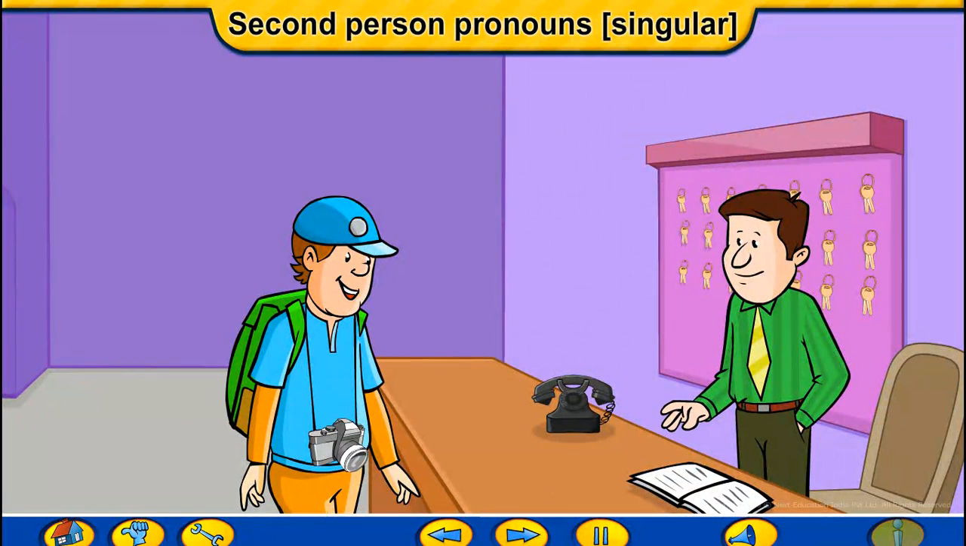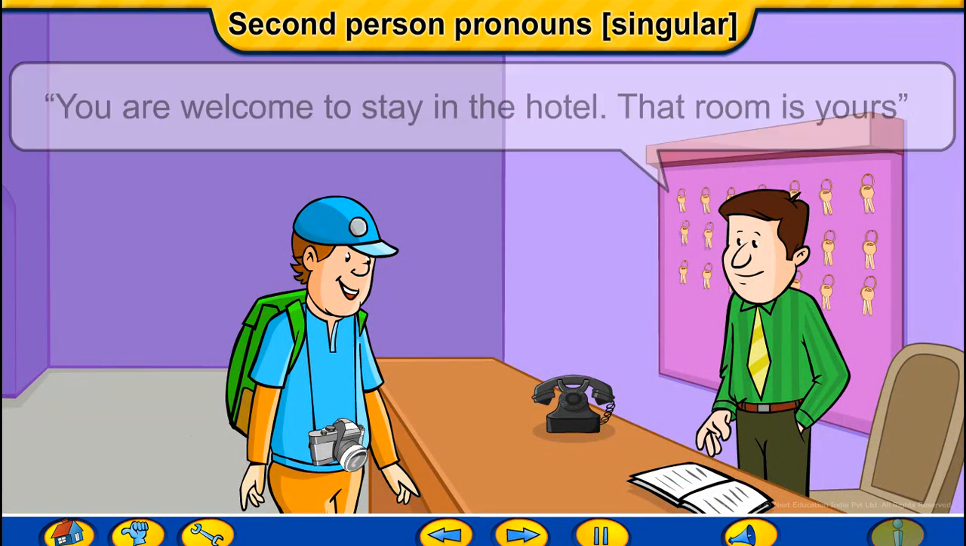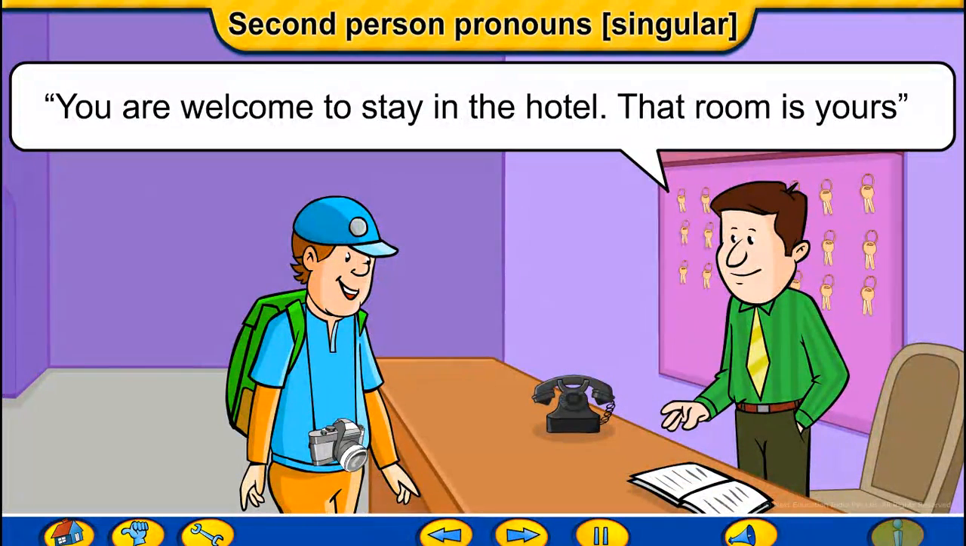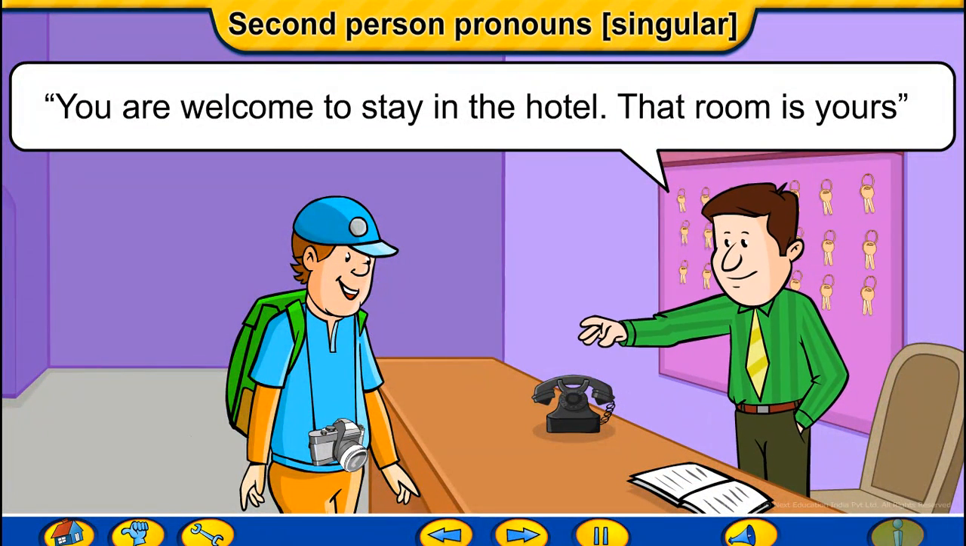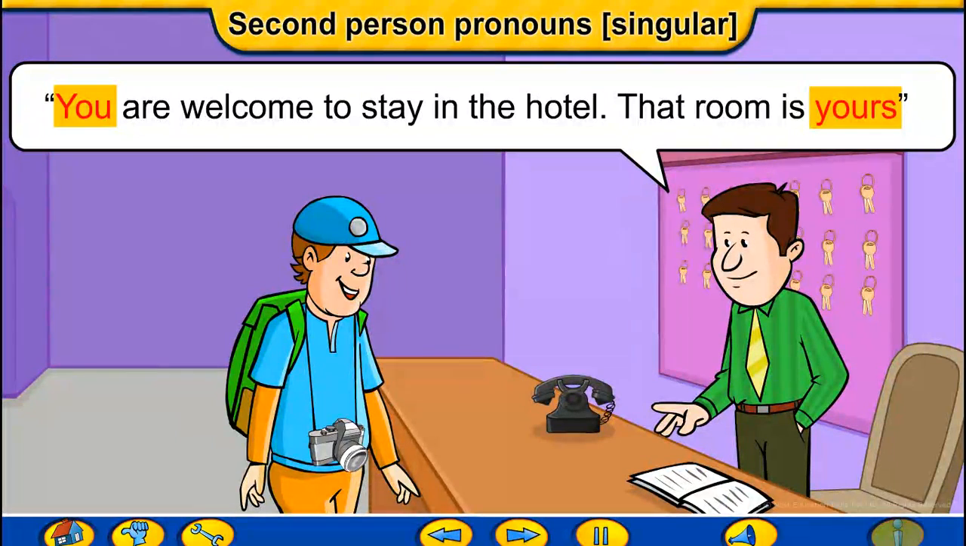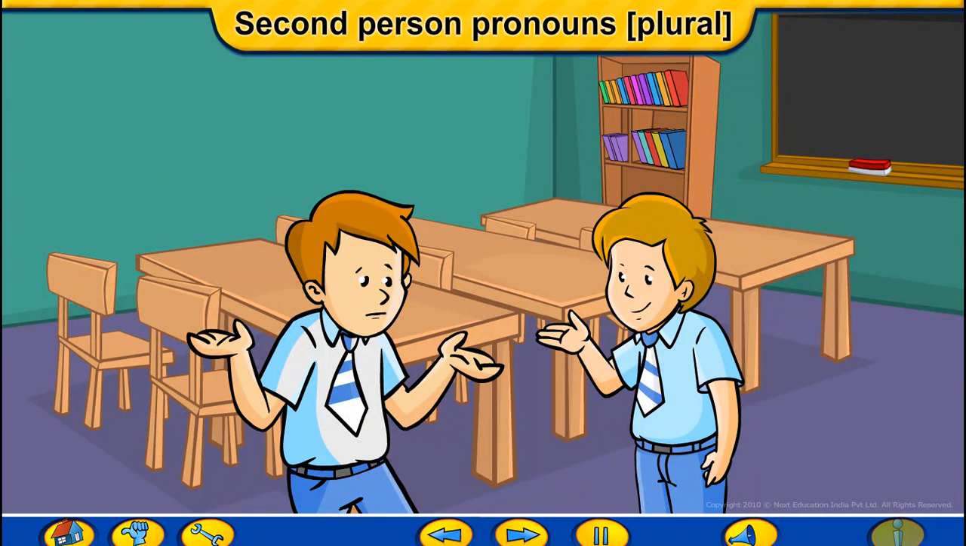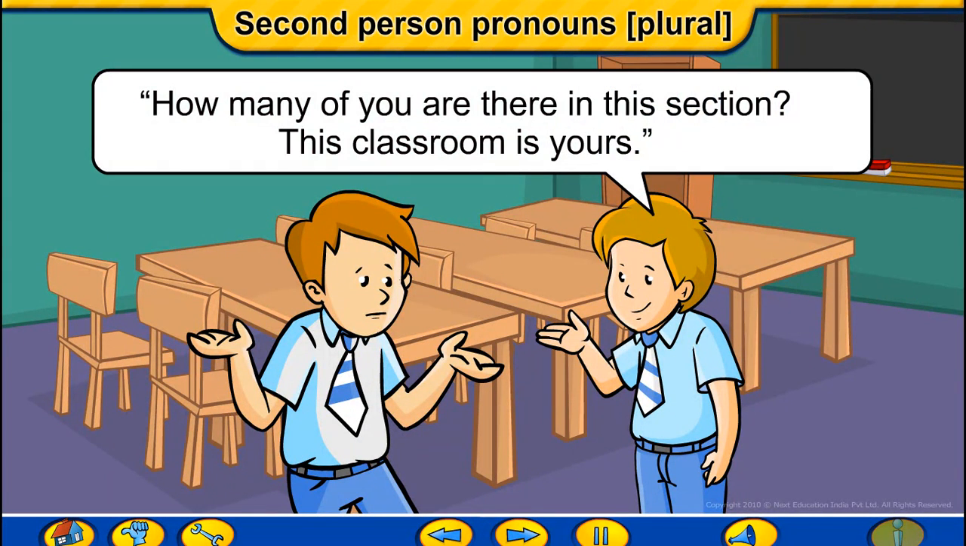For example, take the sentences, you are welcome to stay in the hotel. That room is yours. Here, the pronouns you and yours are used for singular nouns. In these sentences, how many of you are there in this section? This classroom is yours. The pronouns you and yours are used for plural nouns.